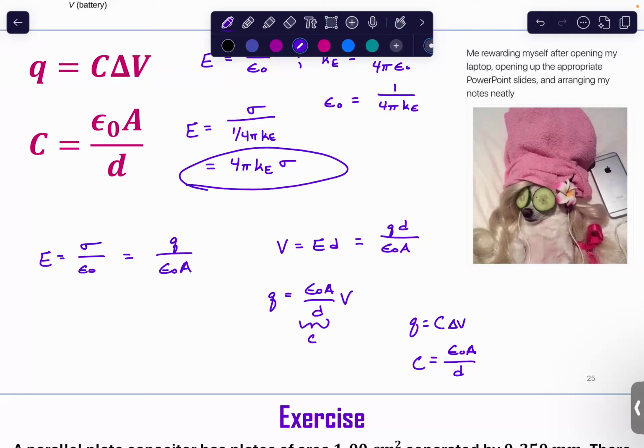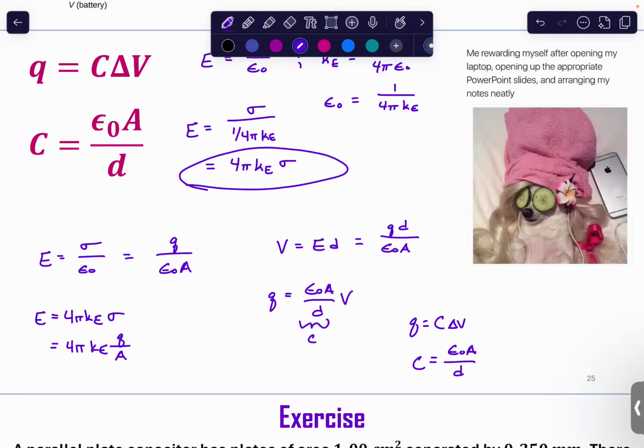And if you're solving problems and you need to, you can always go back and plug in the 4 pi k sigma and solve from there, use that as your electric field. So that would be your E. And then you could solve for Q and get another expression for your capacitance equation.